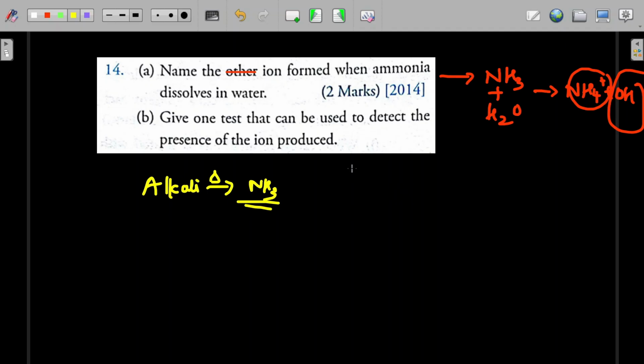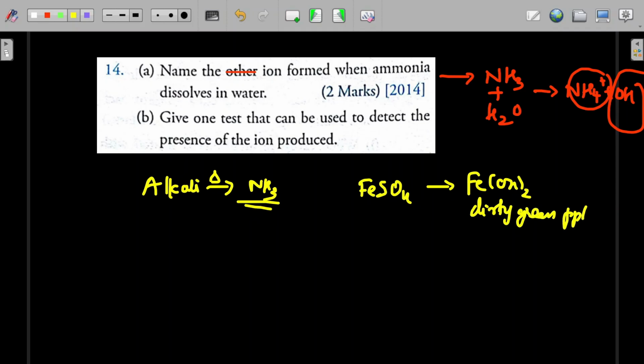For hydroxide, you can take any one which can form a precipitate with hydroxide. There are lots of things which will form a precipitate with hydroxide. Calcium you can't use. Copper you can use, or you can take a ferrous compound. Ferrous sulfate will form ferrous hydroxide, which is a dirty green precipitate. That will prove the presence of hydroxide, right? Only when hydroxide is there can it form.